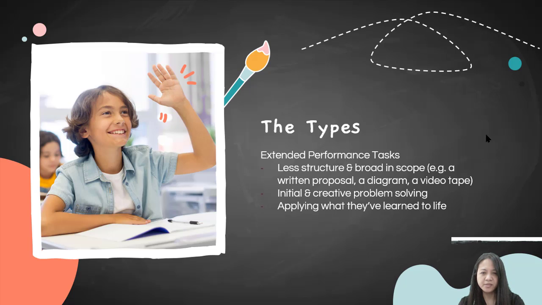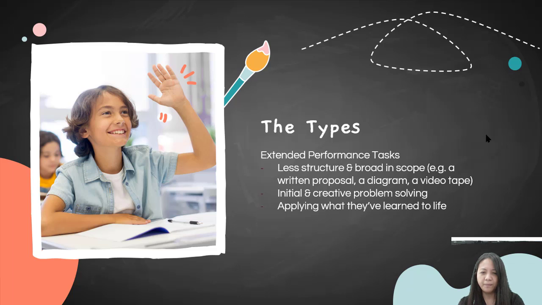And then next we have the types. For this one, we have extended performance tasks, which need less structure, of course, but are broad in scope. For example, a written proposal, or a diagram, or a videotape. It has broader scope. So it's not only like a paper and pencil test, but it's more than that. And then initial and creative problem solving. And I think this one is the one that is needed in the 21st century, problem solving.